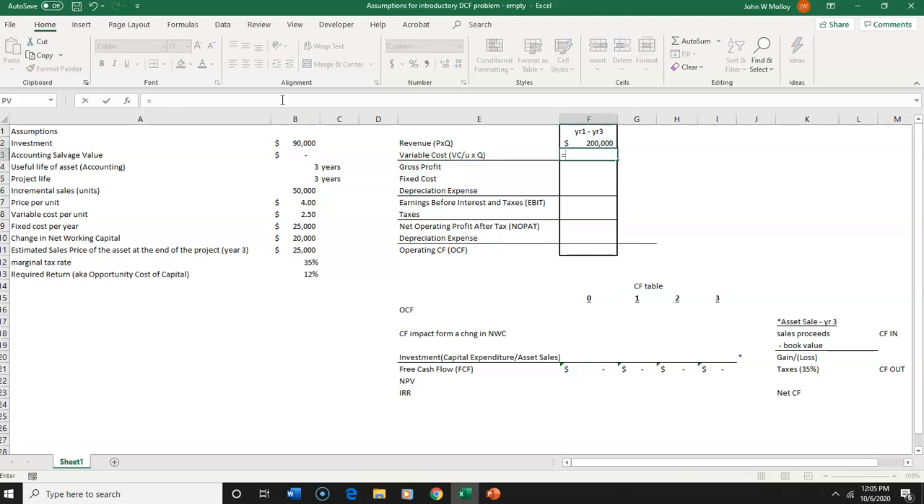So here I'll say, well, I've got my variable cost of $250 per unit times my incremental sales, so that'll be like 125,000. So then I'll say, okay, 200,000 minus 125,000 gives me gross profit of 75,000. All right. Then what I want to say is, okay, I've got a fixed cost of 25,000 per year.